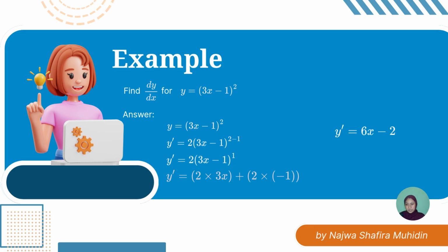Let's go step by step. First, bring down the exponent: y' equals 2 times (3x-1)^(2-1). Next, we multiply by the derivative of the inner function 3x-1, which is 3. So we get y' equals 2 times (3x-1)^1 times 3. Now simplify: y' equals 6 times (3x-1).